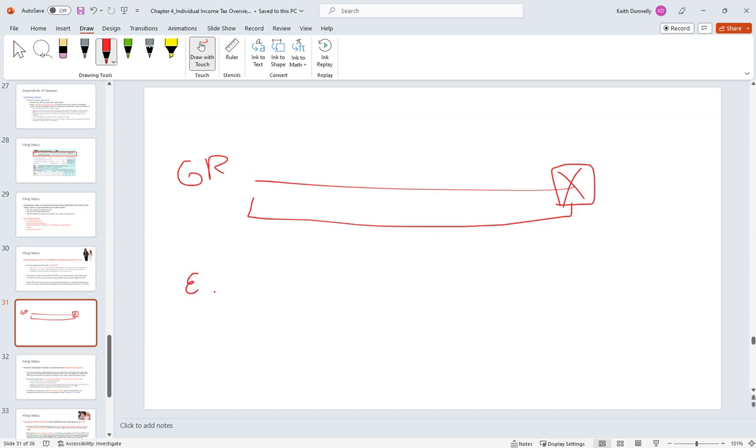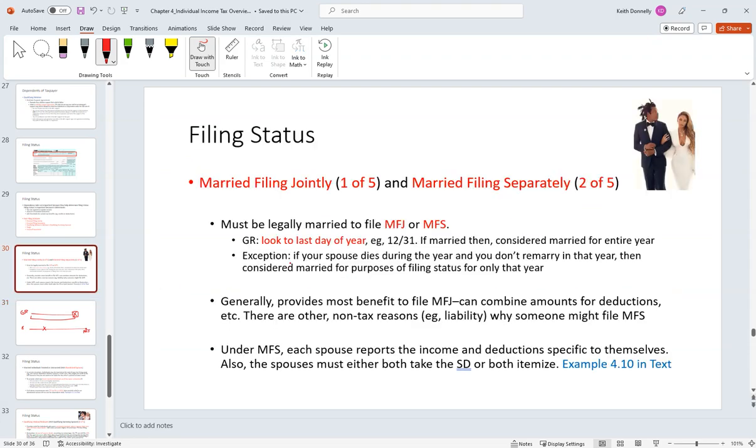The exception: if your spouse dies during the year, then we look at the end of the year, and technically you're not married. We have an exception for that. The exception says in the year of death of the spouse, we'll still let you file married filing jointly for that year. So that's the idea here. General rule, look to the end of the year. If your spouse dies, for that year only, you're still MFJ. Generally, the best benefits are with MFJ.